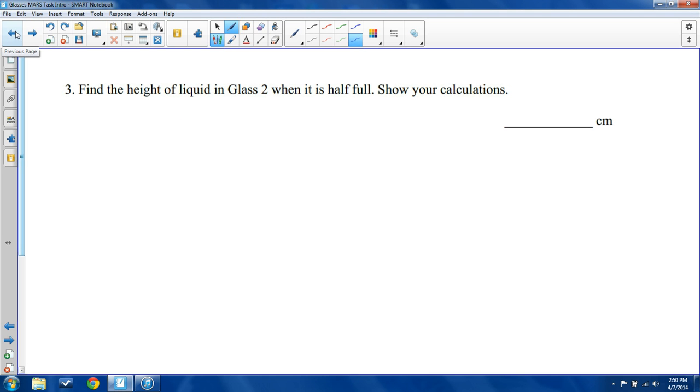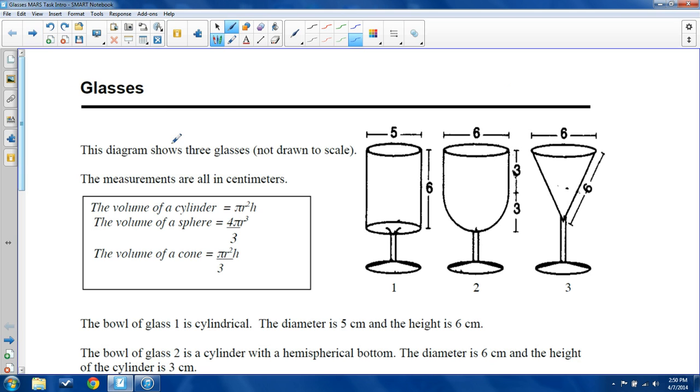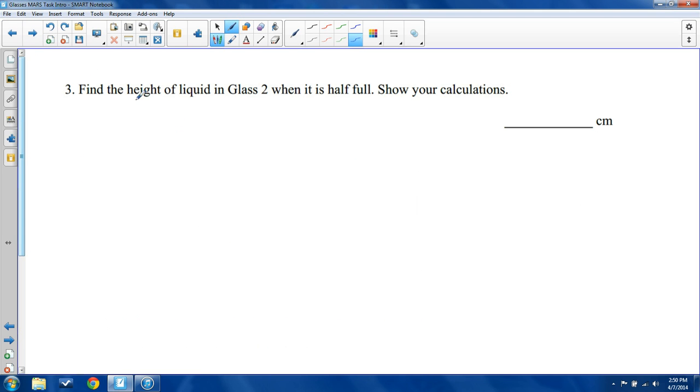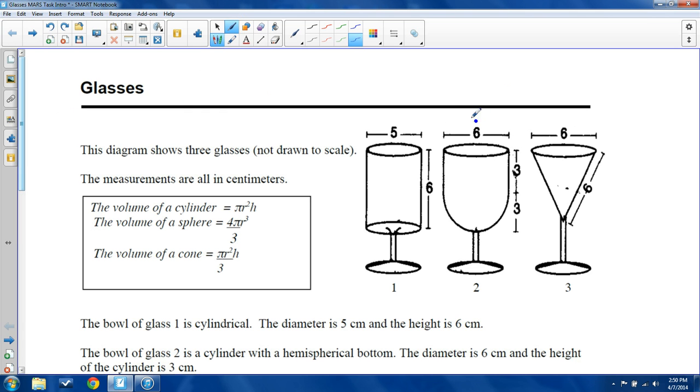So first let's get some values in here that we're going to use. Okay, well actually, going back. Find the height of liquid in glass 2 when it is half full. Okay, so remember, we're going to find H. Now glass number 2 is this guy here. We're going to find it when it's half full.